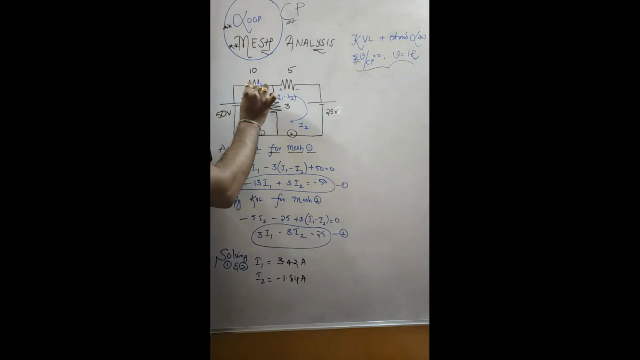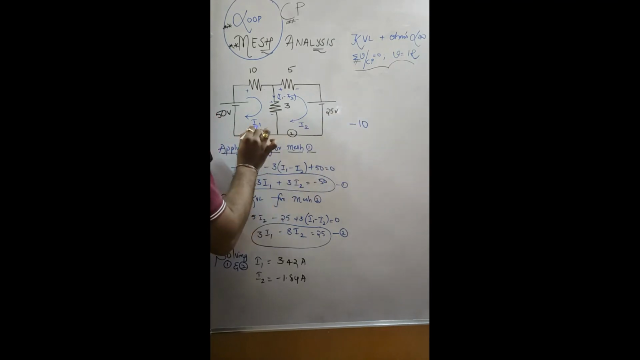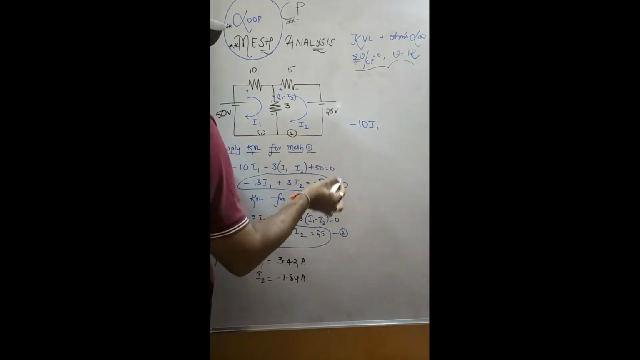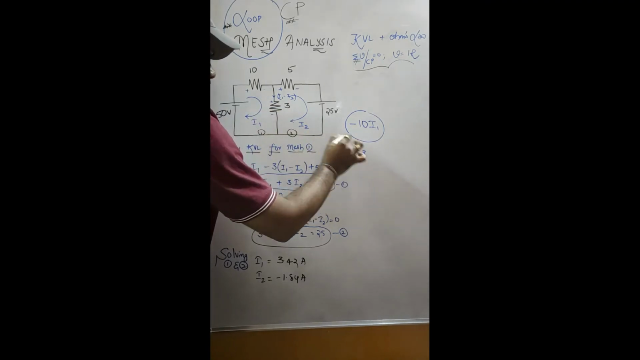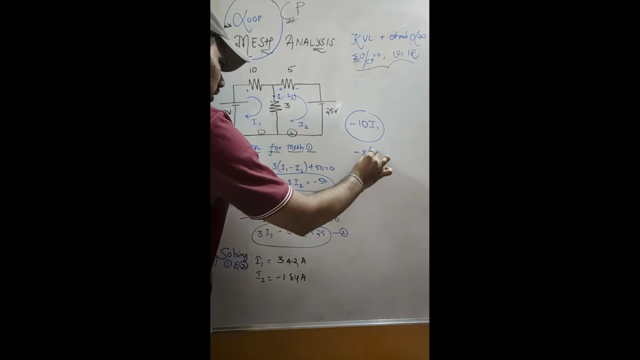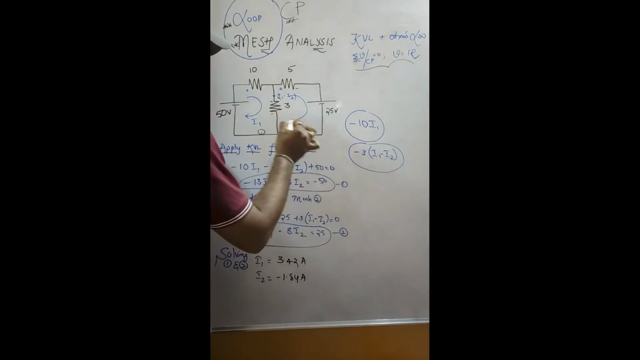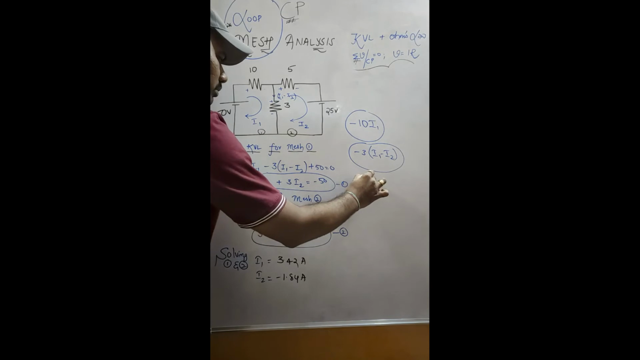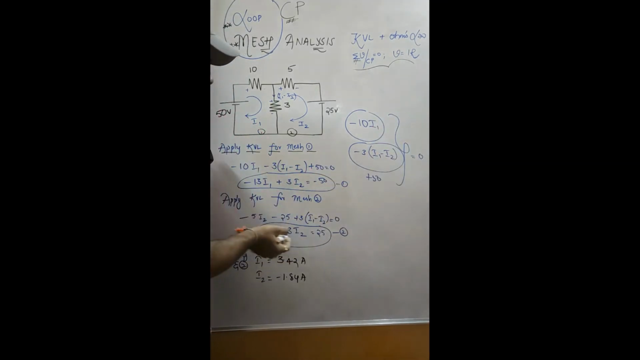Observe this first mesh. I would like to apply KVL. Plus to minus means minus polarity: minus 10 into I1. This is the first voltage. Same thing, plus to minus again means minus 3 into the difference of those two currents, I1 minus I2. This is another voltage. Minus to positive means plus 50. The summation of all these is equal to 0. That's our first equation.